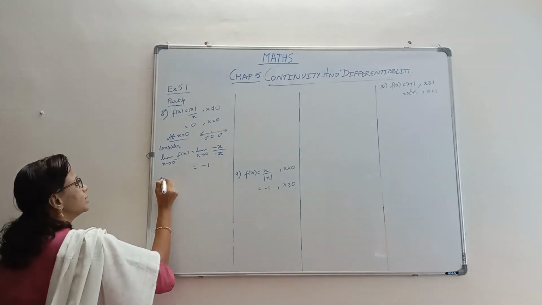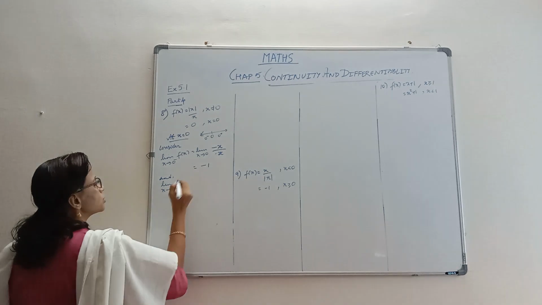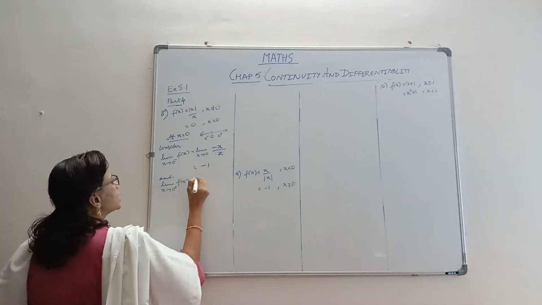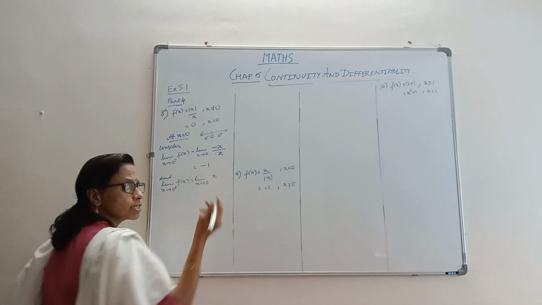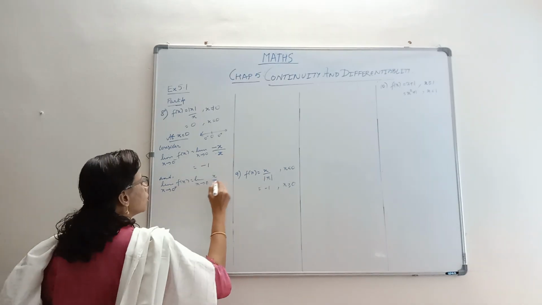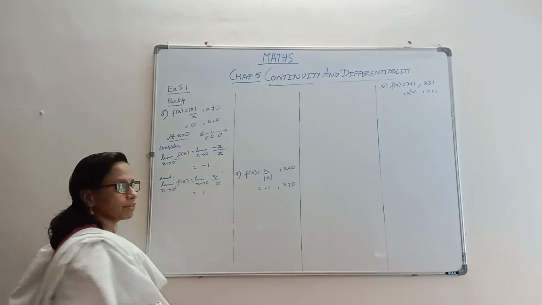Then we consider the limit as x tends to 0 plus, meaning the right side of 0. Let's see how it comes. It is limit as x tends to 0 plus. Modulus of x will be x, because it is positive, so that is 1. Like that, the limiting value is 1.